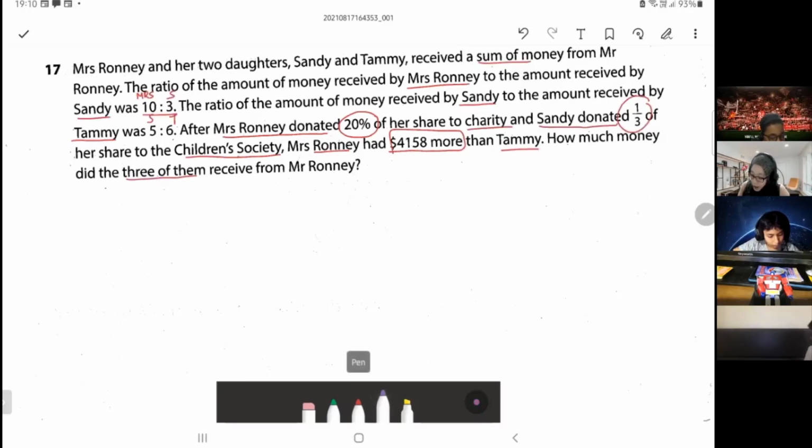We look at this portion first. The ratio that Mrs. Rooney received and Sandy is this one, and then Sandy and Tammy is this one. We settle this first, the one I highlight in yellow. I want to know exactly how many units each of them have. Okay. I have Mrs. Rooney, Sandy, Tammy.